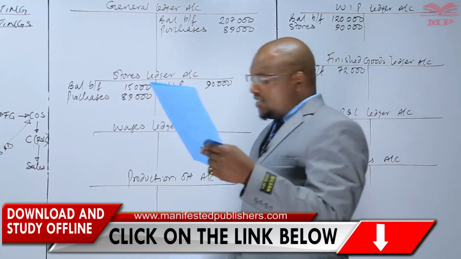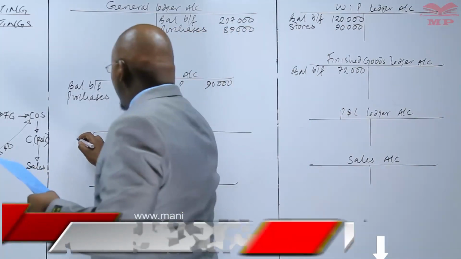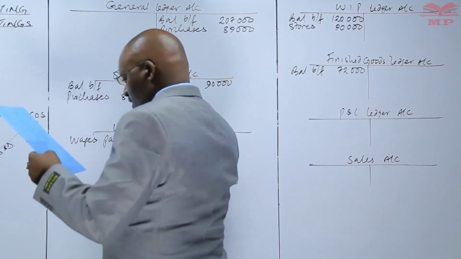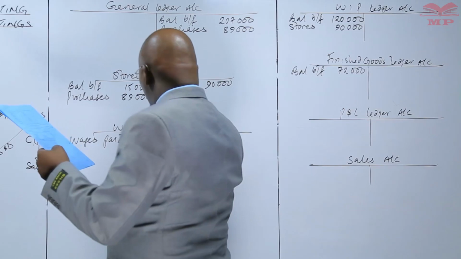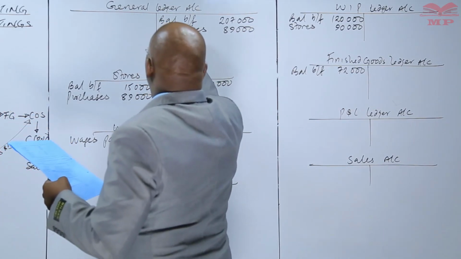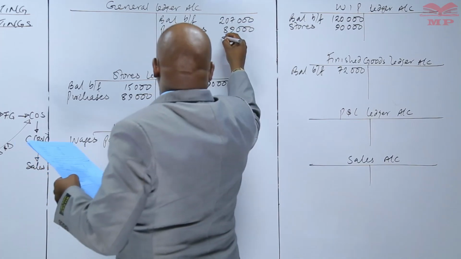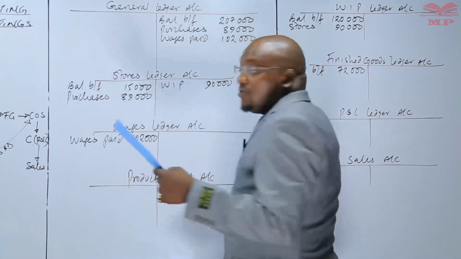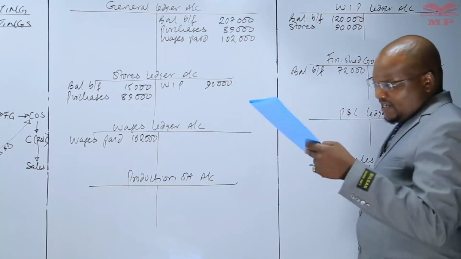Then direct labor paid, so wages here. We can have wages paid. This is 102,000. Double entry, this is wages paid also. Instead of crediting the bank, we just credit the general ledger account under the interlocking system.